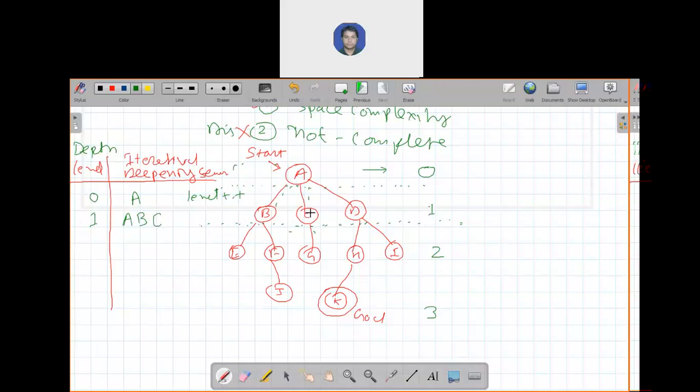Explore C and compare C with the goal node. Is it the goal node or not? If not, then again it will backtrack and go for the next possible node, which is D, and D is again not a goal node, so it will stop. Till this level 1, we do not find our goal state. So we will increase the level by 1 and explore the goal node till level 2.